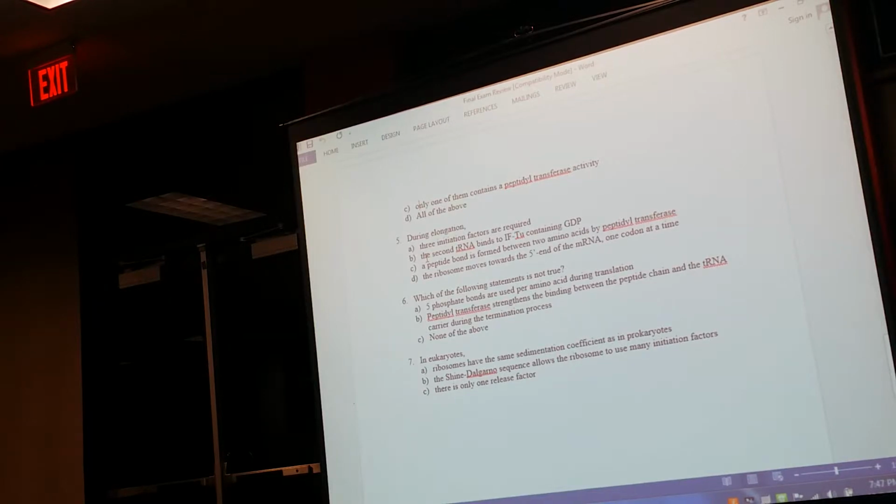Only one of the subunits contains peptidyltransferase activity. Which one? The large subunit, so it is all of the above.